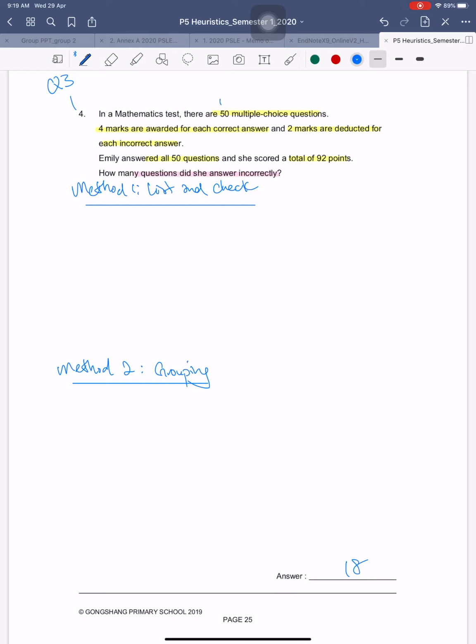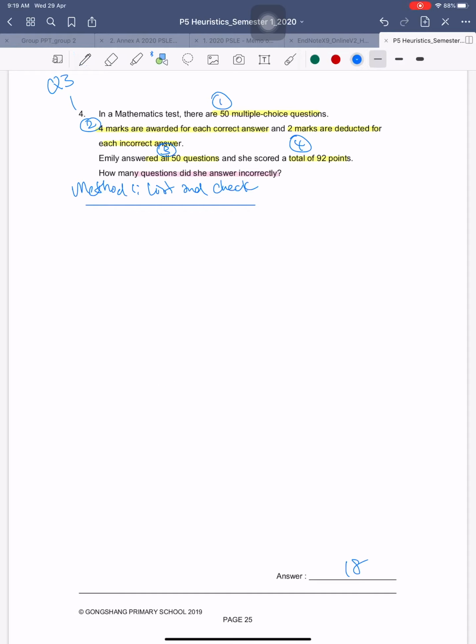Okay, so let's look at the conditions. First condition, total 50 MCQ questions. Second condition, this is how the marking system is like. If you answer each question correctly, you will get 4 points. If you answer wrongly, then you get 2 points deducted. Condition number 3, Emily answered all the 50 questions and she got a total of 92 points. Okay, so I'm going to erase this first because I think I might need more space.